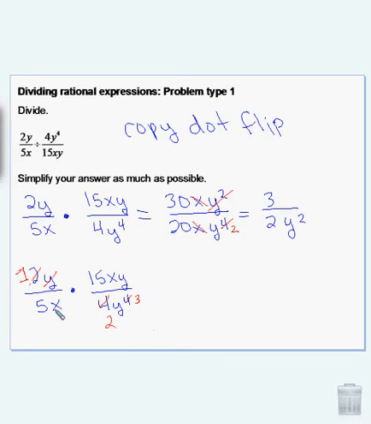Looking at my other cross, 5 and 15 both divide by 5. I have 2 x's which will cancel. And then here we go. I still have y's in my numerator and denominator. I have 1 y in the numerator and 3 y's in the denominator. One of these y's will cancel, leaving me with 2 in my denominator. Now for clarity, I'm going to rewrite that, and I have 1 over 1 times 3 over 2y squared, which just gives me 3 over 2y squared.